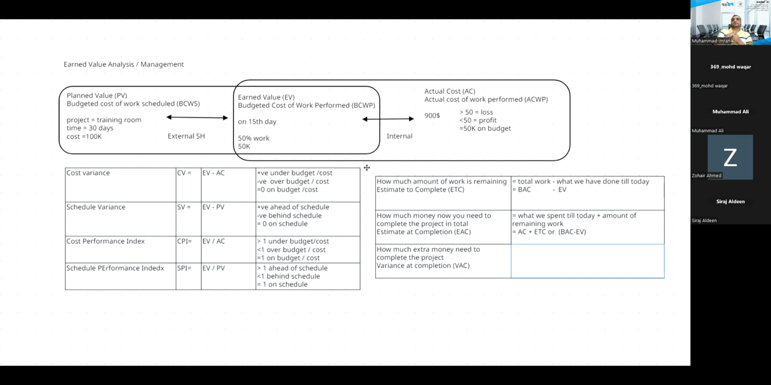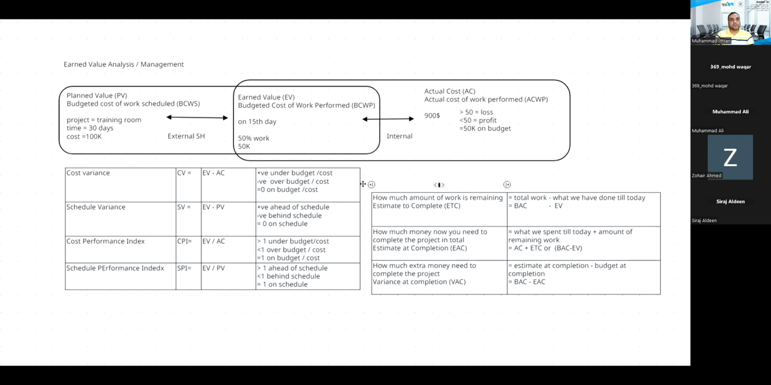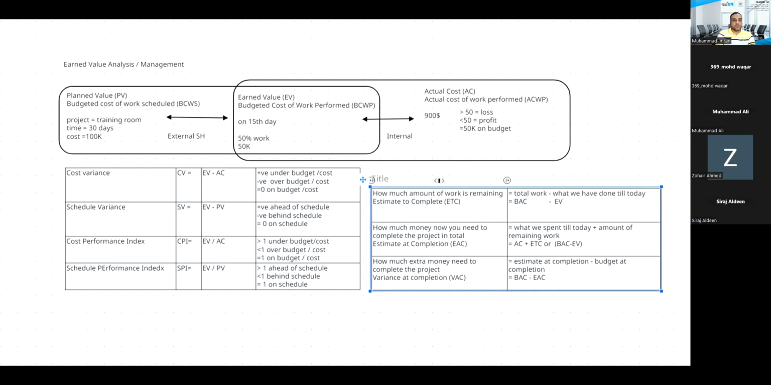Sir, the budget at completion and the planned value are the same, right? Planned value is one of the things, but budget at completion is for the whole budget. Okay. So based upon that, we forecast also. On the left-hand side, we perform the earned value analysis, and on the right side, we perform what? Forecast.